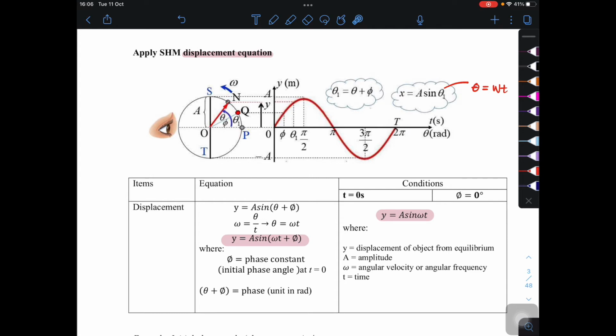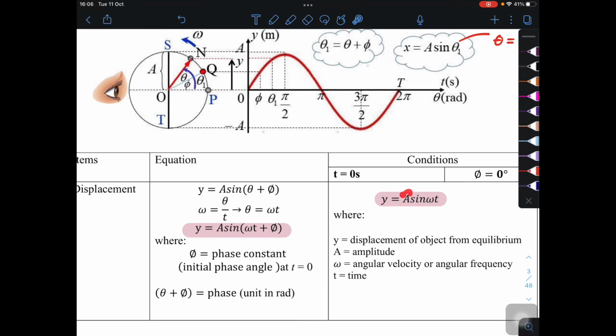So kita ada satu displacement equation yang kita always akan guna. This is what we call as the general displacement equation, di mana y, which is displacement, is equal to A sin omega t. Okay, so A dekat sini is the amplitude, omega is the angular velocity ataupun angular frequency, and then t is the time.